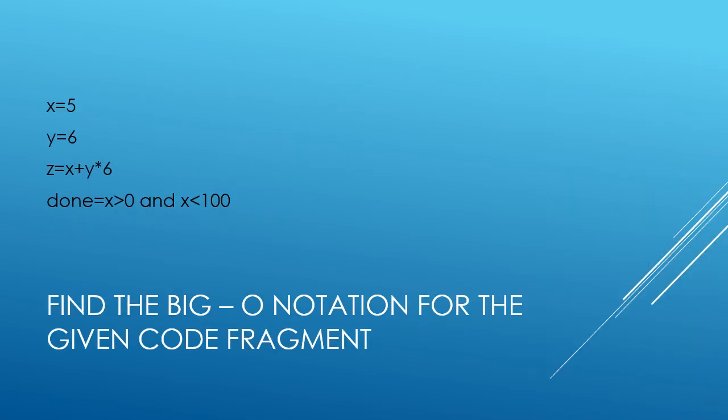Find the big O notation for the given code fragment. X is 5, Y is 6, Z is X plus Y into 6, then is X greater than 0 and X is less than 100. So if X satisfies both these conditions, done will be true, otherwise done will be false.